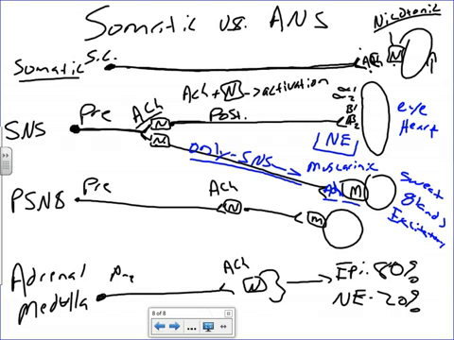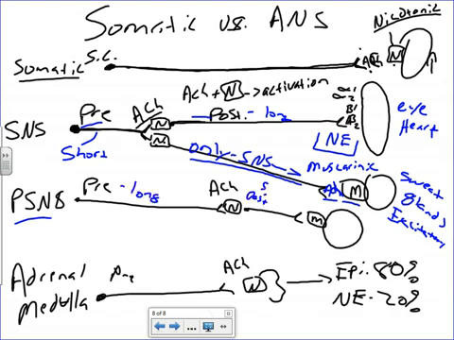So what did you notice here? Preganglionic nerve, postganglionic nerve. Now remember, in the sympathetic nervous system, preganglionic neurons are short, postganglionic long. And it's the exact opposite with the parasympathetic nervous system. Preganglionic nerves are long.